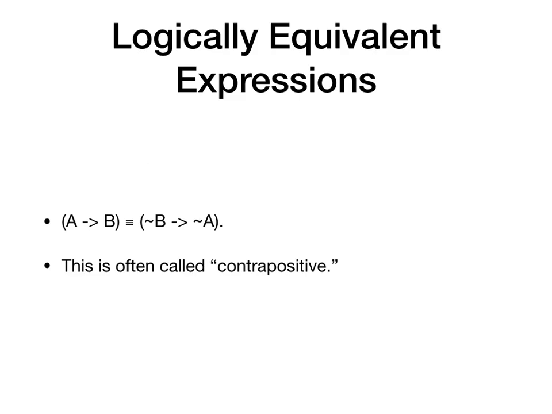All right, so the first logically equivalent expression is if A then B. Remember, we have these little three bars to indicate logical equivalency, a little bit of symbolism. A arrow B is logically equivalent to not B arrow not A. Which means anytime you see A arrow B, you could replace it with not B arrow not A.